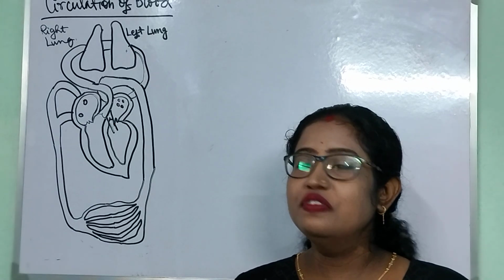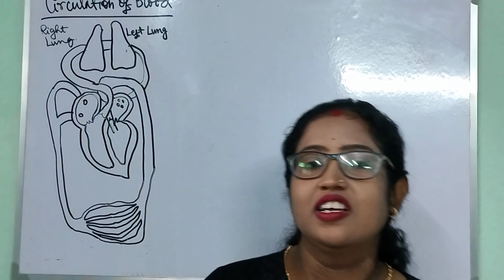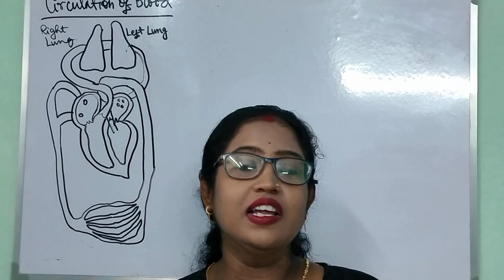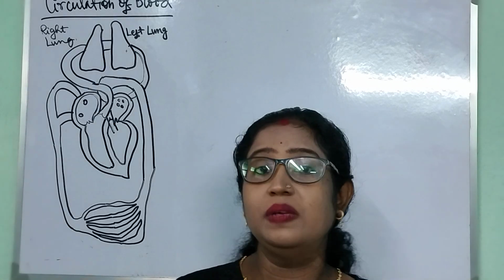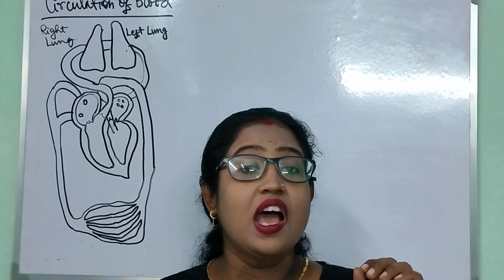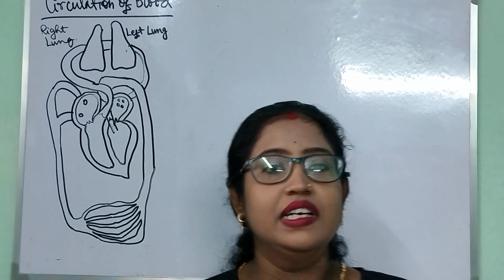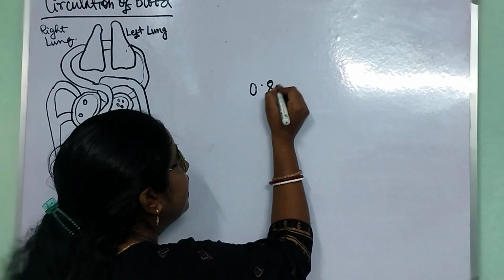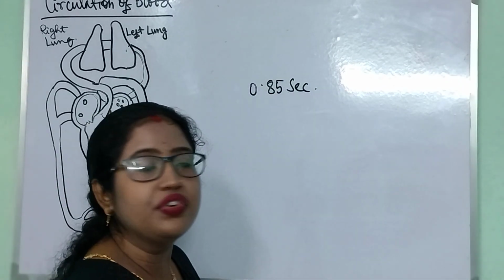In this session, we will discuss circulation of blood in human heart. So, in human heart, the blood actually circulates twice in a complete cardiac cycle. Now, what is cardiac cycle? As I discussed in previous class, total time taken for a heart to beat is 0.85 seconds, and this is a series of three events.